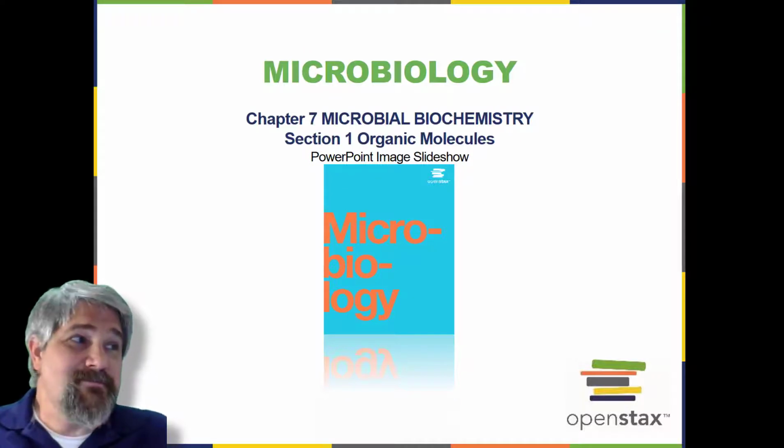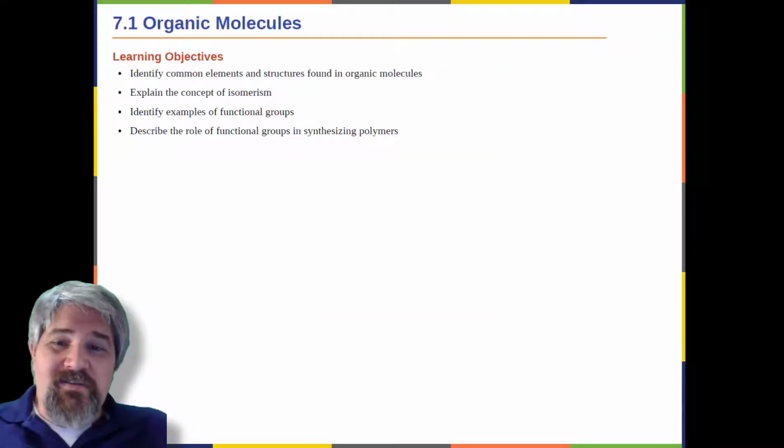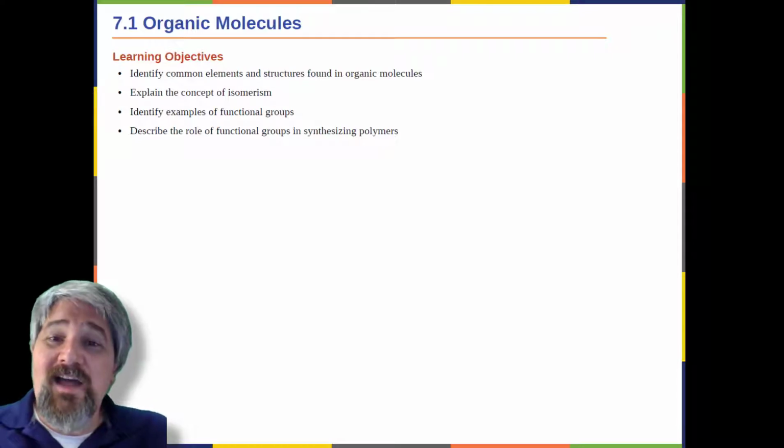Section 1. Organic molecules. Learning objectives. Identify common elements and structures found in organic molecules. Explain the concept of isomerism. Identify examples of functional groups. Describe the role of functional groups in synthesizing polymers.